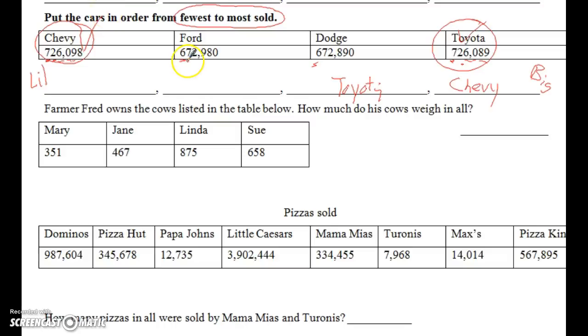We got the Ford and the Dodge, 6, 7, 2 in the thousands, 9 in the hundreds beats 8 in the hundreds. Ford's going on the big side. Dodge would be little.